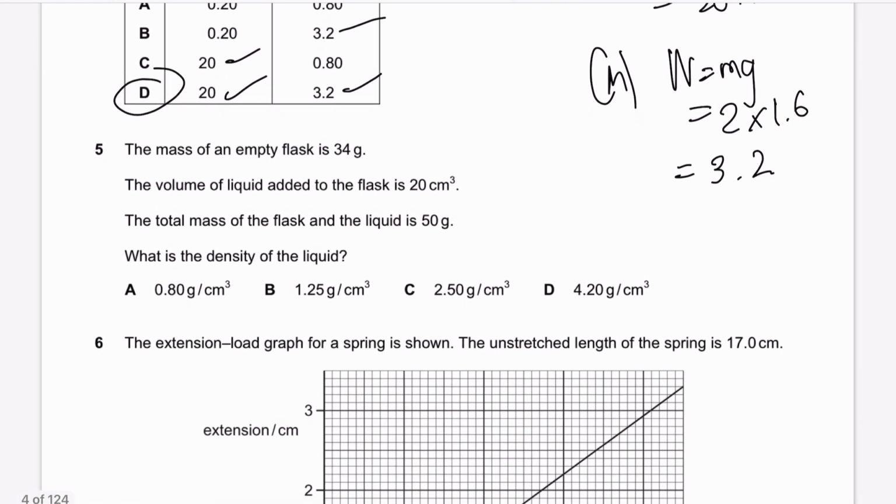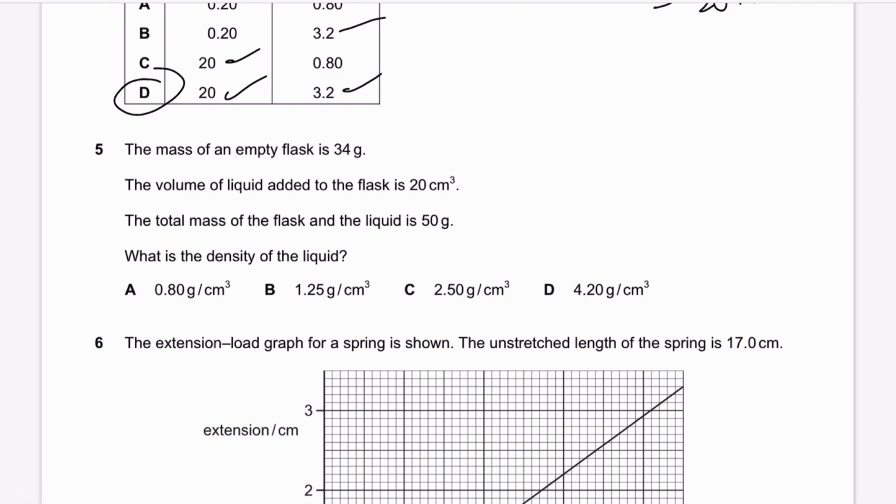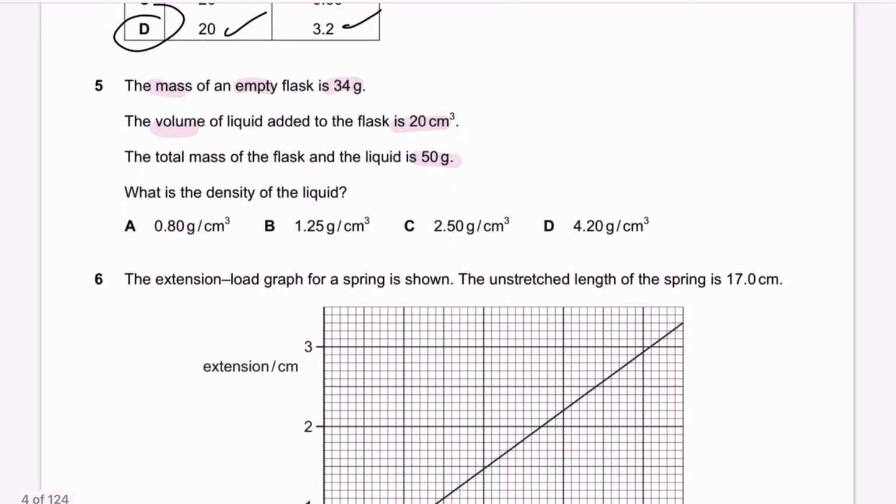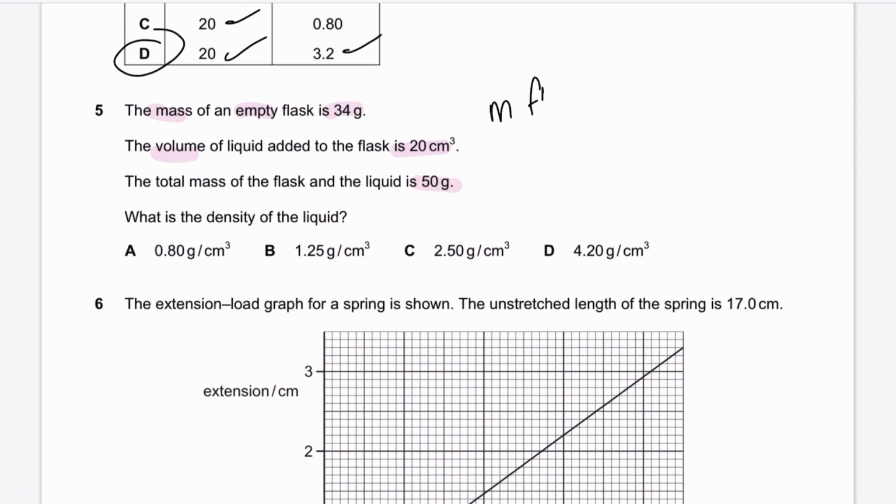Number 5. The mass of an empty flask is 34 grams. The volume of the liquid added to the flask is 20 centimeter cubed. The total mass of the flask and the liquid is 50 grams. So the mass of the empty flask was 34 grams and the mass of the flask plus the fluid is 50 grams. Therefore, the mass of the fluid is equal to 50 minus 34.